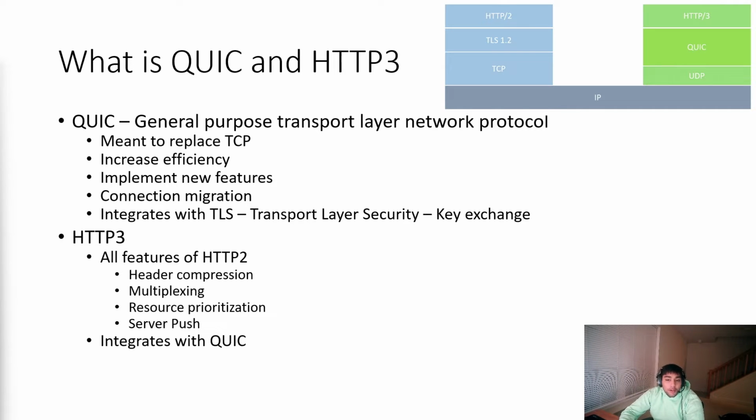What is QUIC? QUIC is a transport layer protocol, which stands for Quick UDP Internet Connections. It is designed to improve the performance of HTTP over the Internet. It uses UDP instead of TCP for data transfer, which allows for faster and more efficient communication between clients and servers.